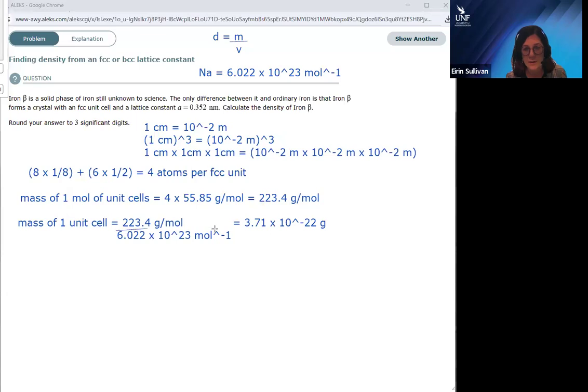So now I just need to get my volume. How do you get the volume of a cube? You multiply the sides of the cube together. It's a cubic cell, so all the edge lengths are the same. So my volume is going to be A cubed, right?